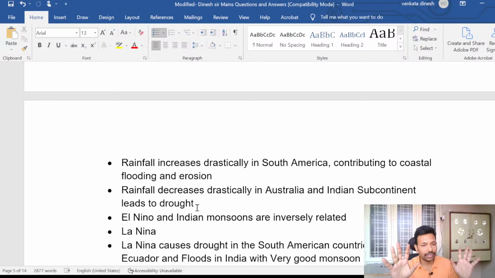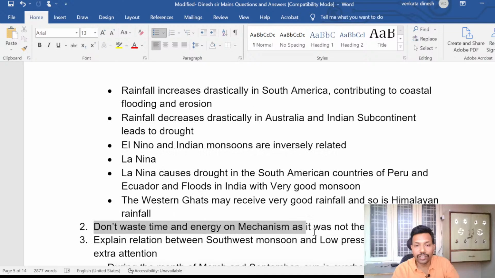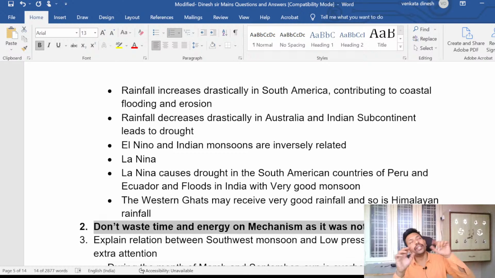So your answer should be the effect of El Nino and La Nina of the Pacific Ocean on the Indian monsoon and drainage. That's it. La Nina causes... See, he's not asking for the mechanism. Don't waste your time and energy on the mechanism, and it was not intended. If you want El Nino and La Nina explained, I can explain, or you may read it somewhere. But don't waste your time on how El Nino formed because of low pressure.